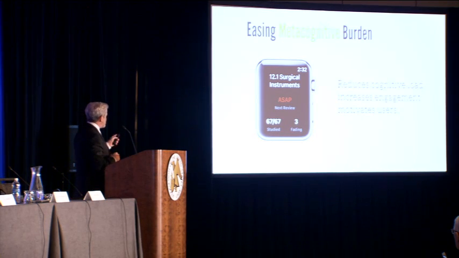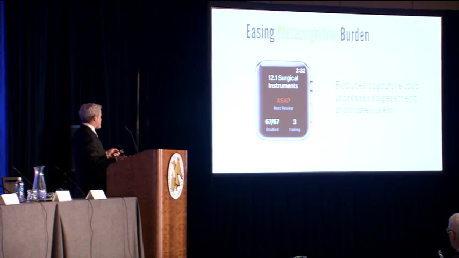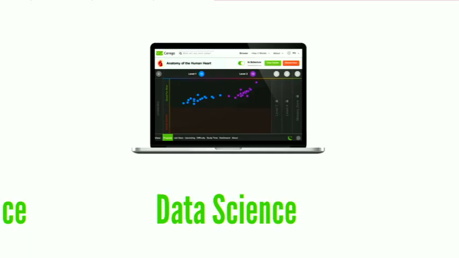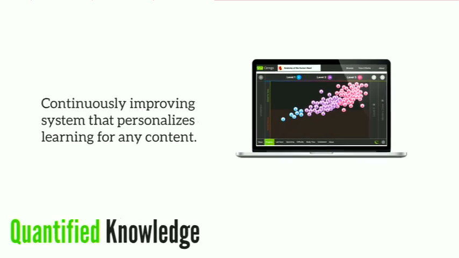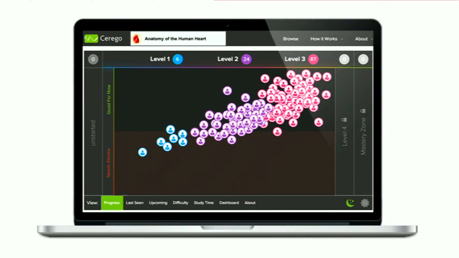When you come to Cerego, it knows exactly what you need to see. Here I need to review 3 items out of 67. I can get in and out in a matter of minutes, and that's going to increase my engagement and my motivation. And on the data science side, we have a learning engine. The more people use the system, the smarter the algorithm gets about really quantifying knowledge. This is a visualization that an instructor would get for a particular course on anatomy of the heart. All those orbs represent users.